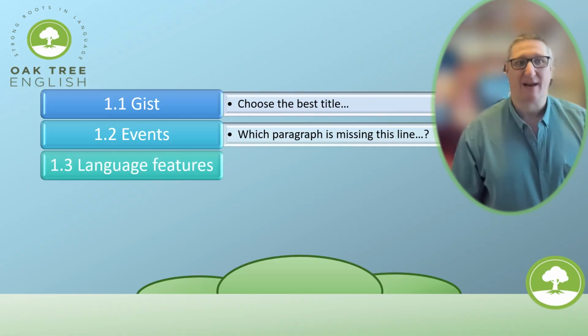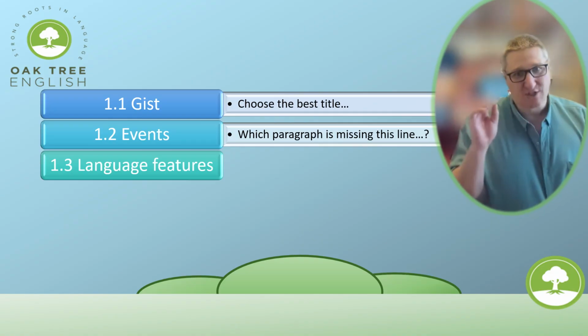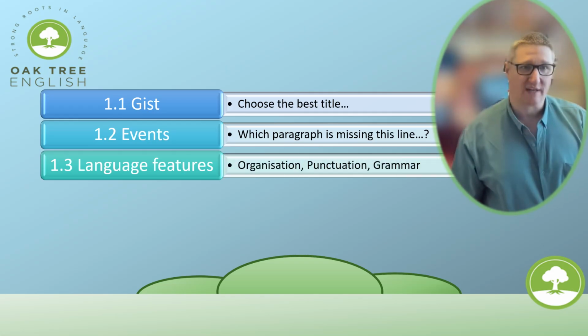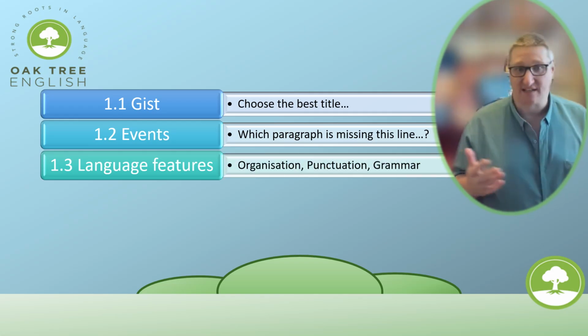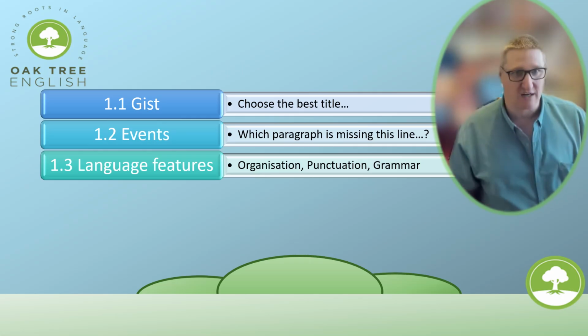1.3 is about language features. Using language features to identify meaning in text, which tests 3 possible things. Organizational features like headings, subheadings, text boxes, pictures, photos, graphs, etc.